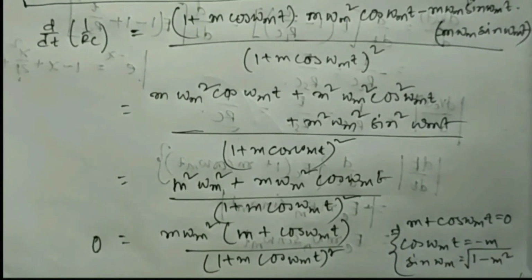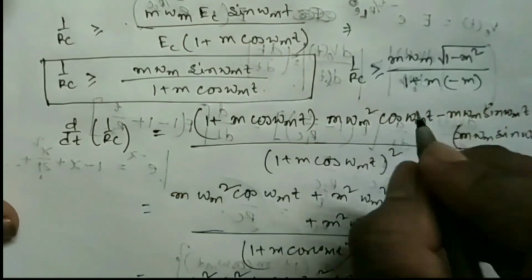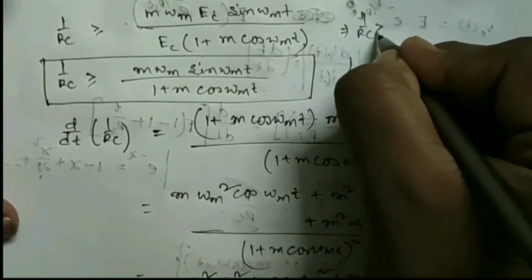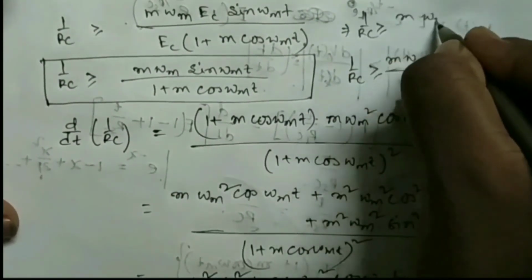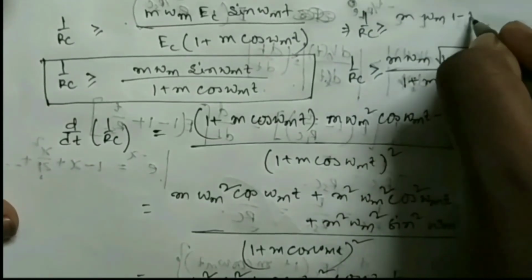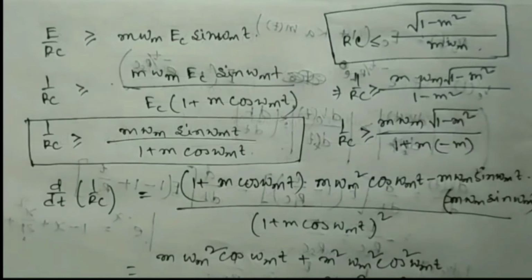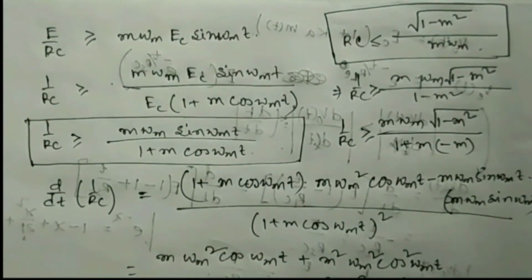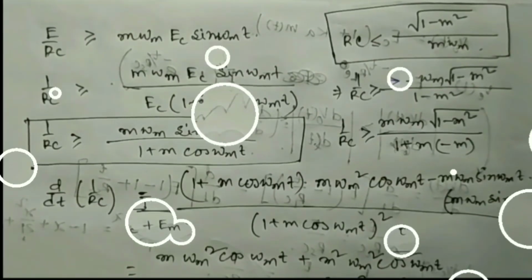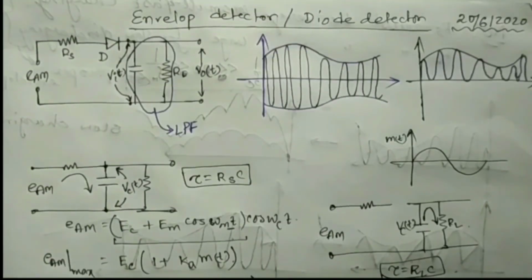Putting these two values in this equation, we will get 1 upon RC to be greater than or equal to m omega m into root over of 1 minus m square divided by 1 minus m square. So the maximum value of RC is root over of 1 minus m square divided by m omega m, and this is the maximum value for which we will detect the message signal properly. So that is how we demodulate the AM signals using the envelope detector.